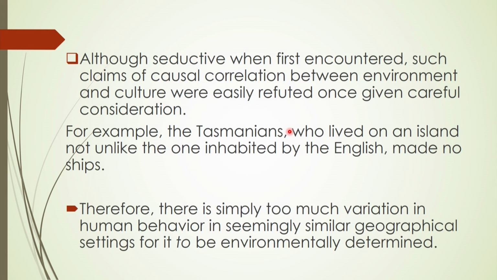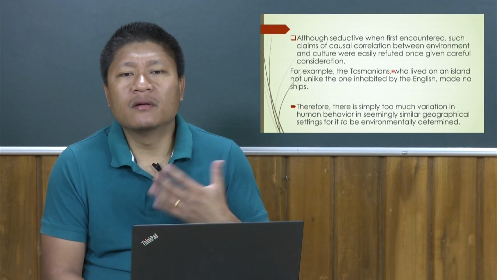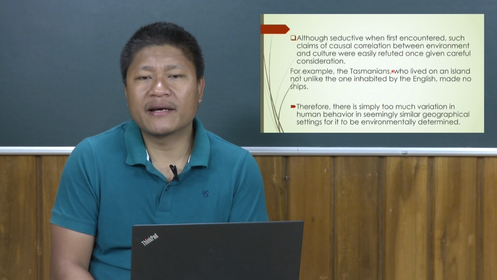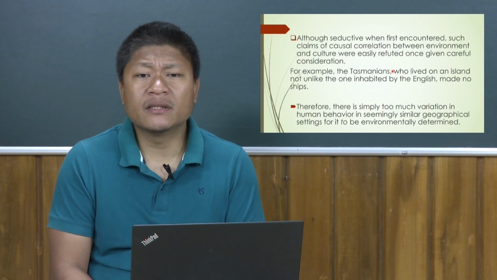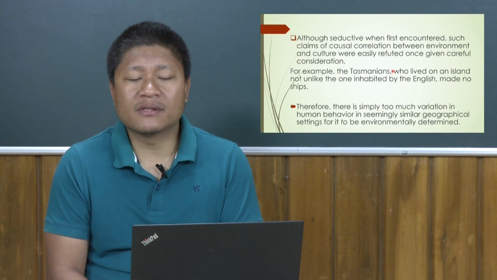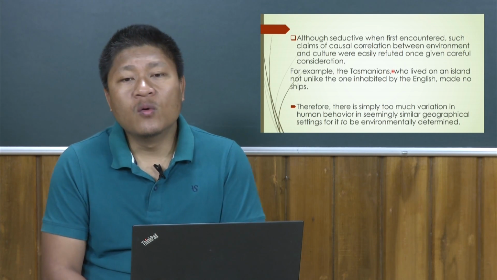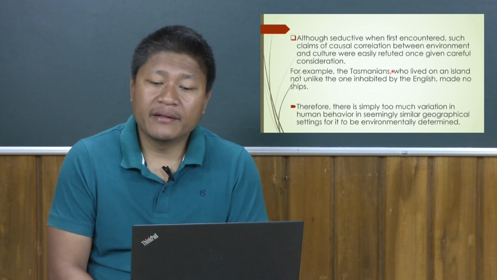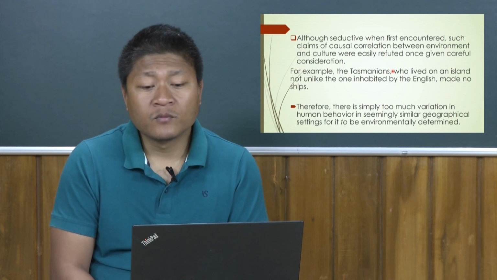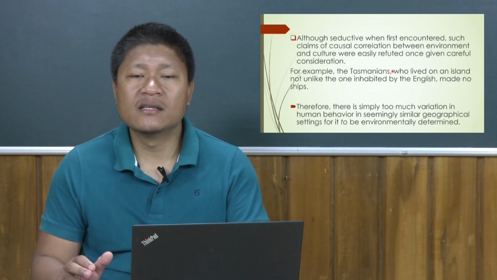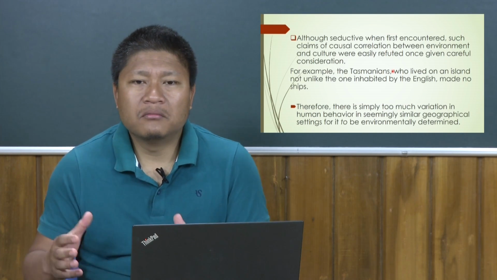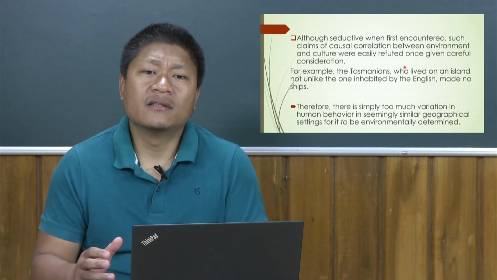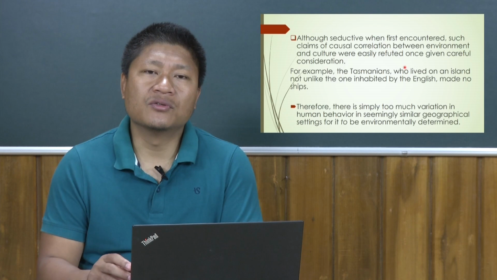refuted by a certain school of thought. For instance, contradicting what we had cited as an example of environmental determinism, if we look at some examples, like the Tasmanians, who live on an island not unlike the one inhabited by the English, made no ships. Now, the idea is, in order to cope with or manage living on an island, is it ideally important to build ships?